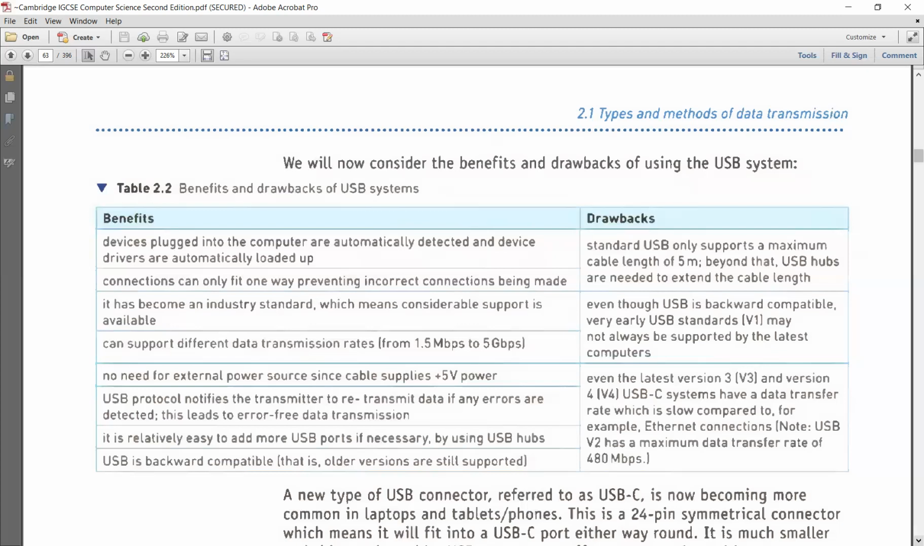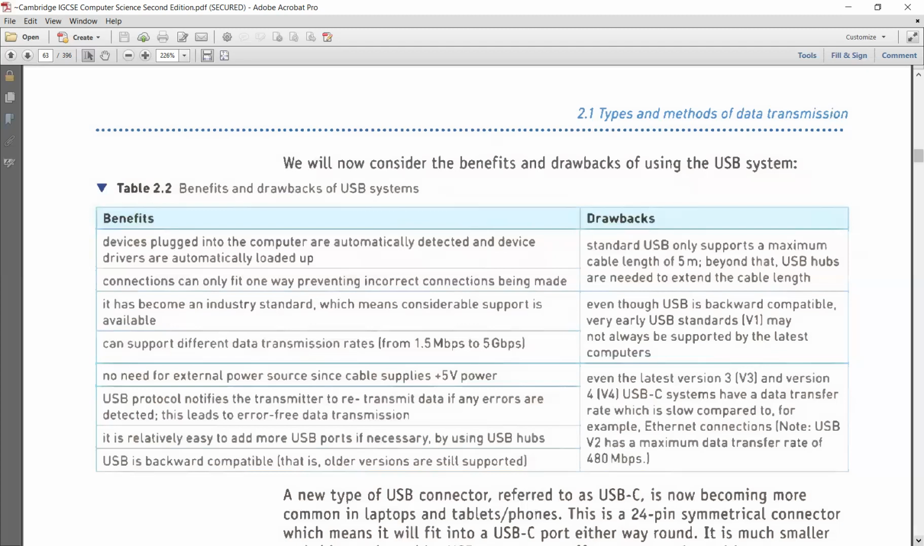It is relatively easy to add more USB ports if needed because of the use of USB hubs. USB is backward compatible, that is, older versions are still supported. On the contrary, the drawbacks are that standard USBs only support a maximum cable length of 5 meters. Beyond that, USB hubs are needed to extend the cable length. 5 meters is the maximum cable length allowed.